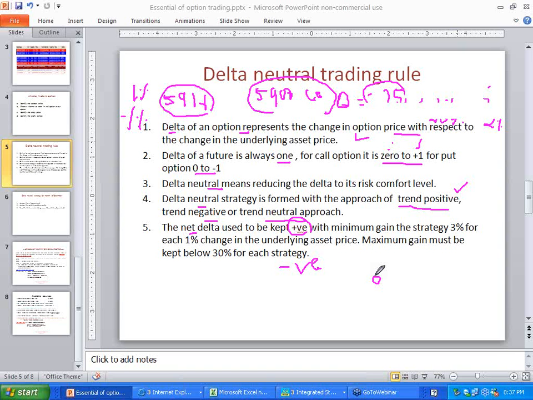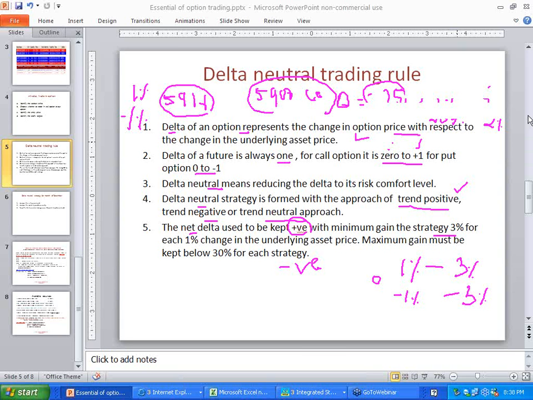In this kind of delta neutral approach, whenever we are reducing this delta risk, we should aim for a minimum gain of 3%, meaning each 1% capital appreciation in the underlying asset, we should gain 3%. Or each 1% depreciation also we should lose 3% on our risk capital. It is not the net capital, it is on our risk capital, and it must be kept below 30% always. So if 3 events are a failure, only then will your entire capital go off. So maximum 30% you should allow, not more than that.